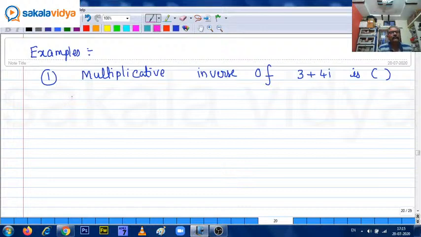See the solution. First I complete one problem. After that you may do it. Let z is equal to 3 plus 4i. Multiplicative inverse is 1 by z.